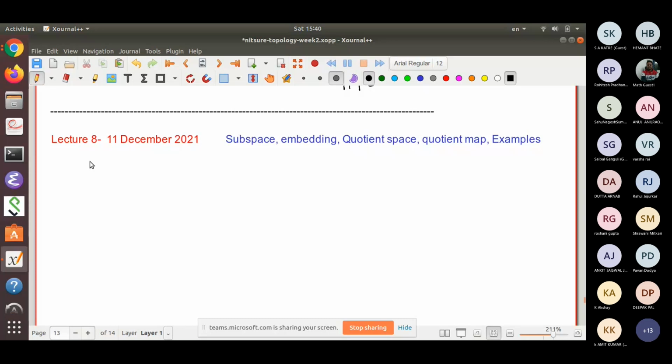Okay, now, today I want to talk about subspaces, embedding, quotient, quotient maps, examples. So let's begin. Black is okay. So I'm going to tell you about a particular thing, a special kind of map. Let's call it F. F is a map from Z into X. Both are topological spaces. Continuous map.